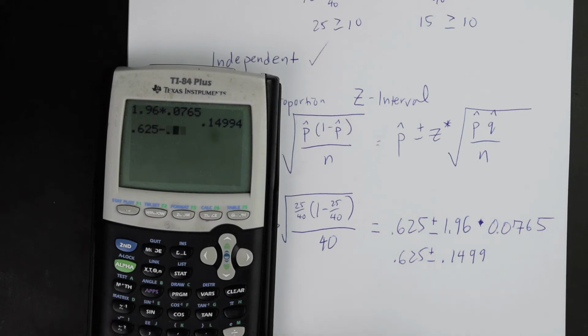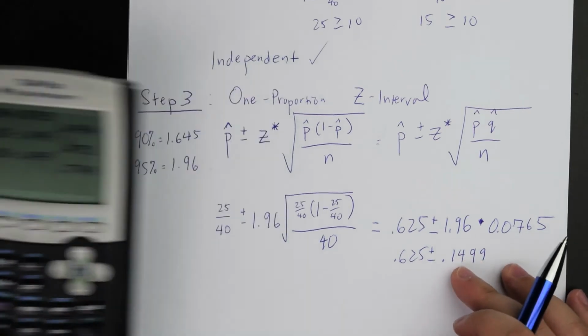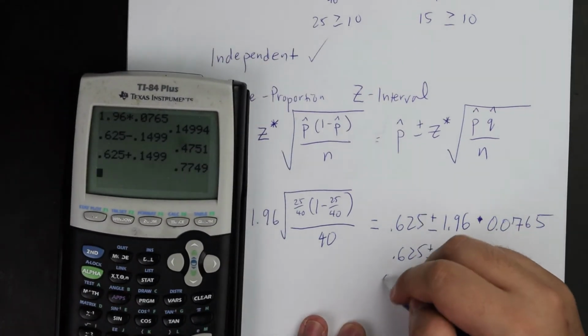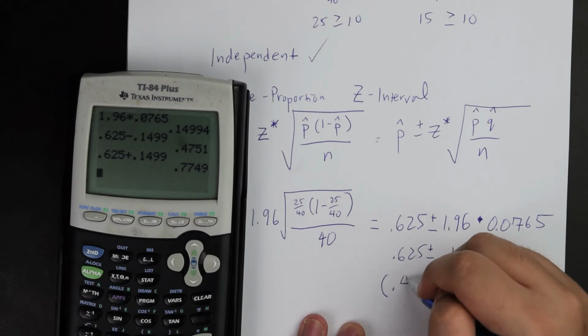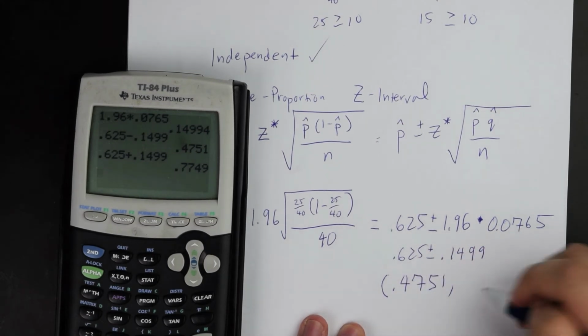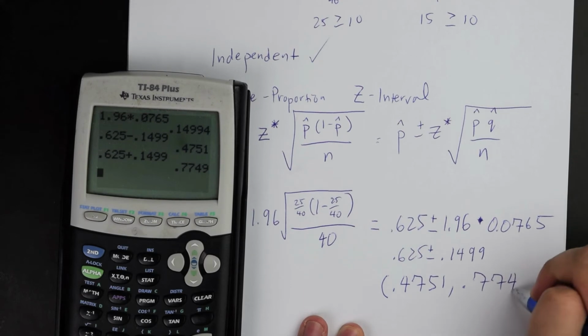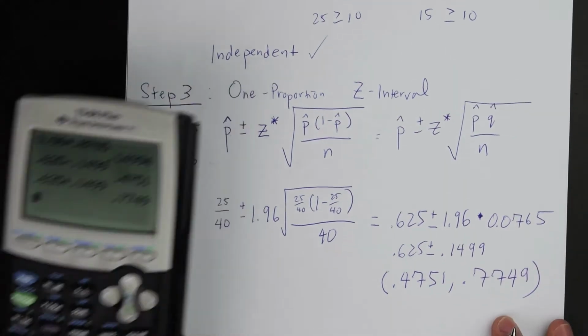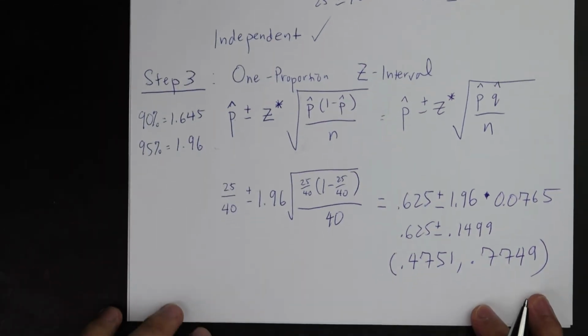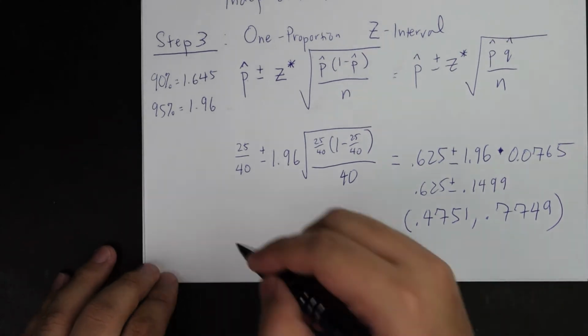0.625 minus 0.1499, 0.625 plus 0.1499, and I get two distinct values right here. It's either between 0.4751 comma 0.7749. Okay, and now for specific confidence intervals, it's usually only up to step 4, so I'm going to write step 4 here.